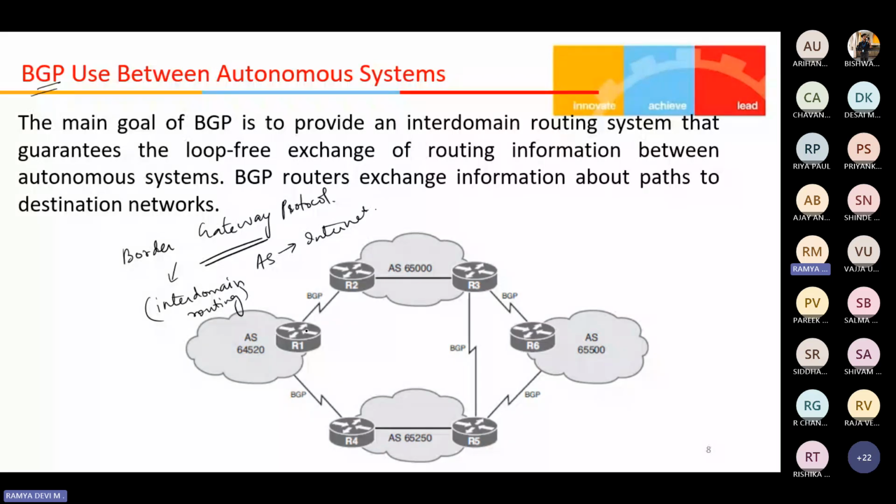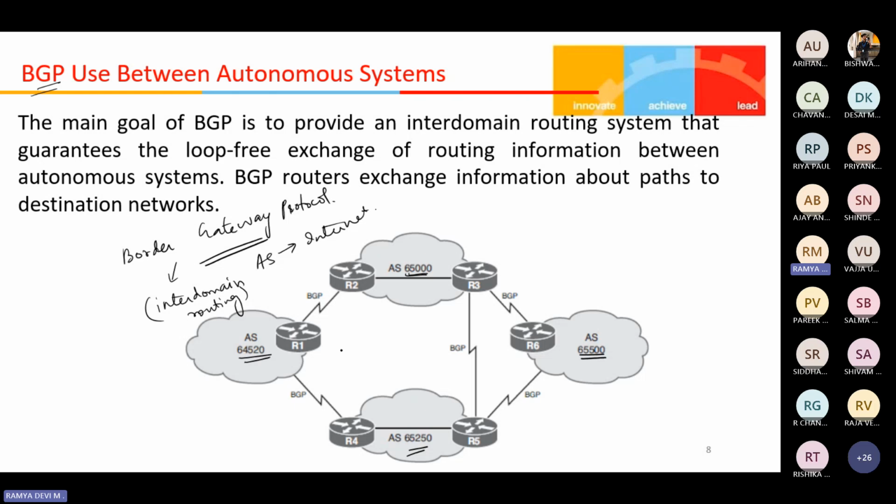Okay, so how to ensure the routing is loop free? For that it will be supporting policy based routing. Okay, so the main purpose is to provide the communication between multiple autonomous systems. Okay, so here the autonomous systems are numbered, so see here, 64520, 65250, 6550 and 65000. These are the autonomous system numbers. We have multiple autonomous systems. So four autonomous systems which are numbered, right?